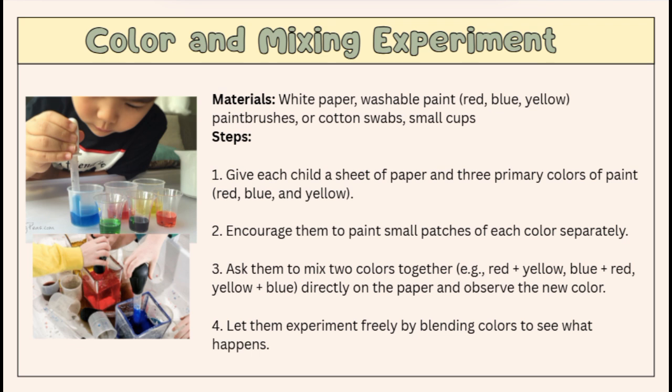Here are the instructions for conducting a simple color mixing experiment. Materials: white paper, washable paint such as red, blue, yellow, paint brushes, cotton swabs or small cups. Procedures: give each child a sheet of paper and three primary colors of paint: red, blue, and yellow. Next, encourage them to paint small patches of each color separately.